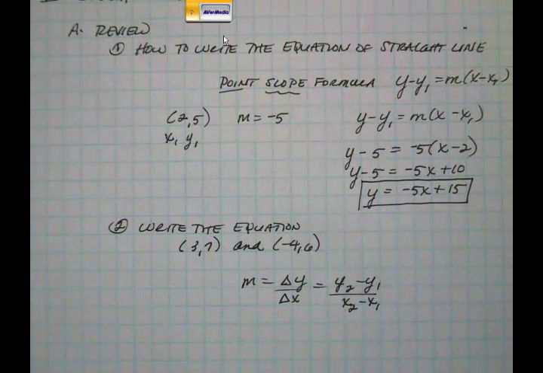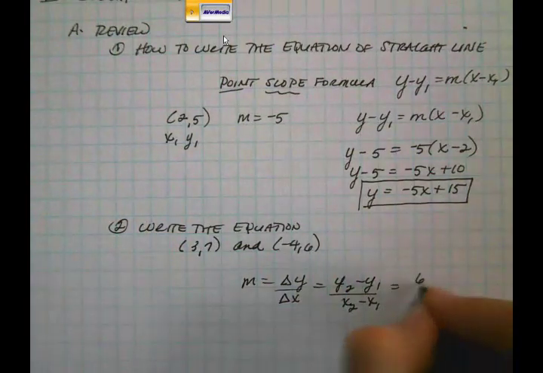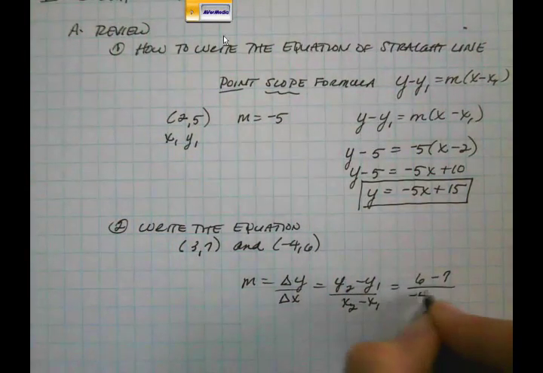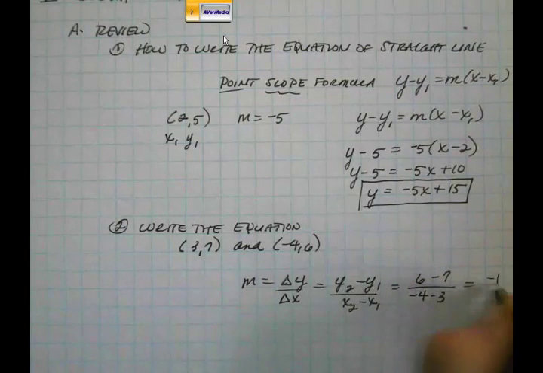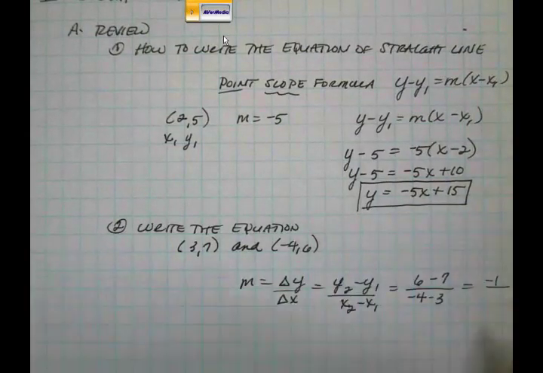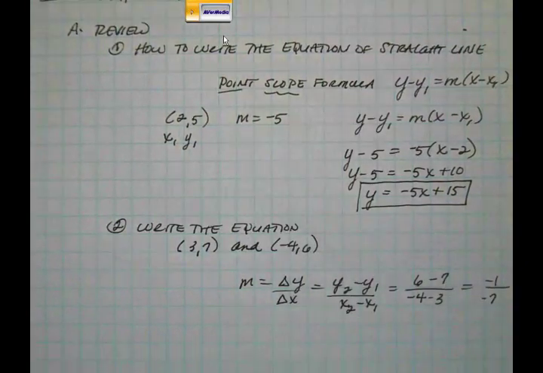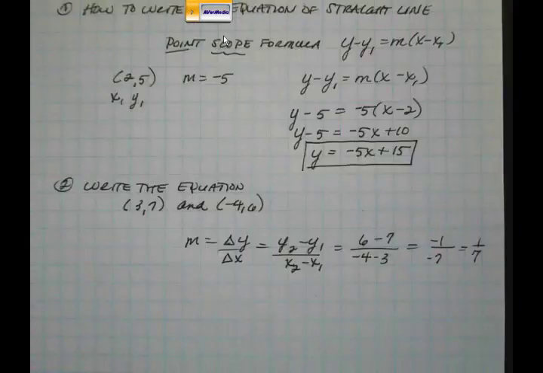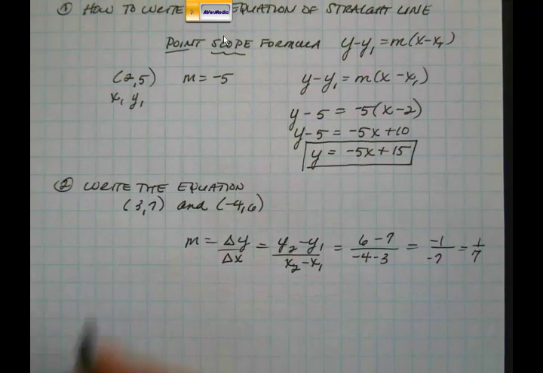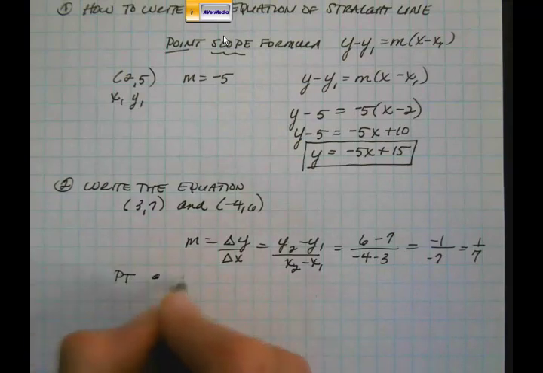And I know y'all know the slope formula. Slope is the difference in the y's over the difference in the x's, which is also referred to as y2 minus y1 over x2 minus x1. I know that's bound to be very familiar. So this is going to be 6 minus 7 over a negative 4 minus 3, which is a negative 1 over a negative 7, which is a positive 1/7 slope.